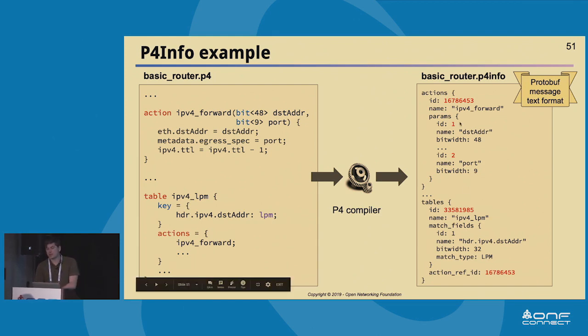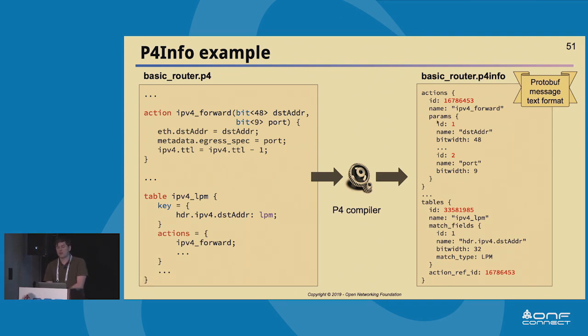There's also a specification of the actions supported by the table. If you look in the table definition, there is a field called action ref ID. This number is actually a reference to an action that is supported by the table, where we have a specification of the number of parameters that are expected to be provided by the control plane. In this case, the MAC destination address and the bit width of this parameter, and also the port.